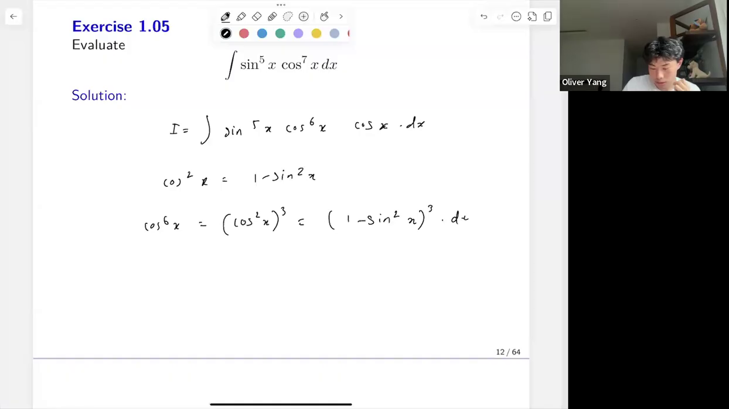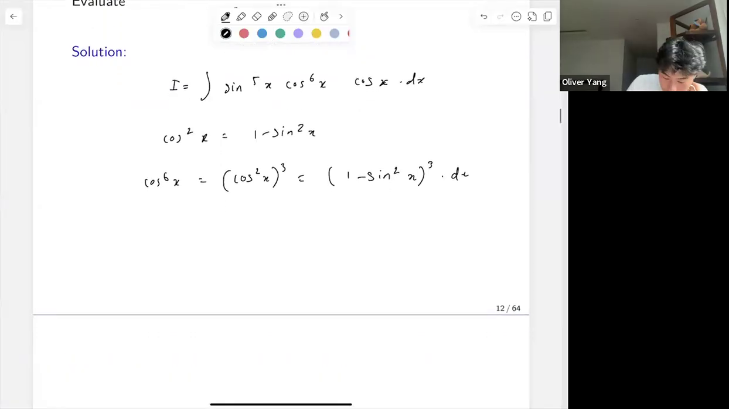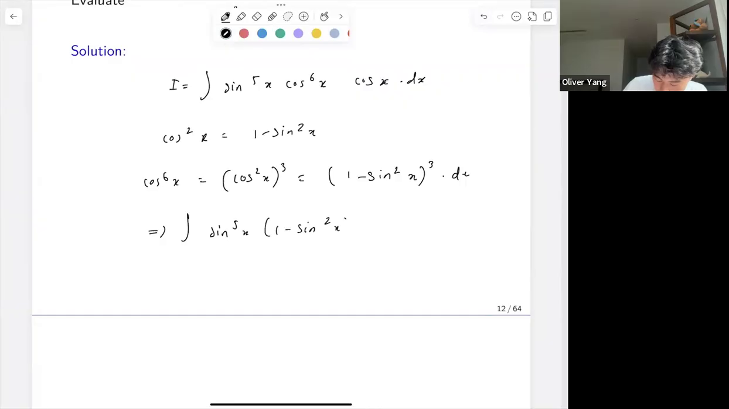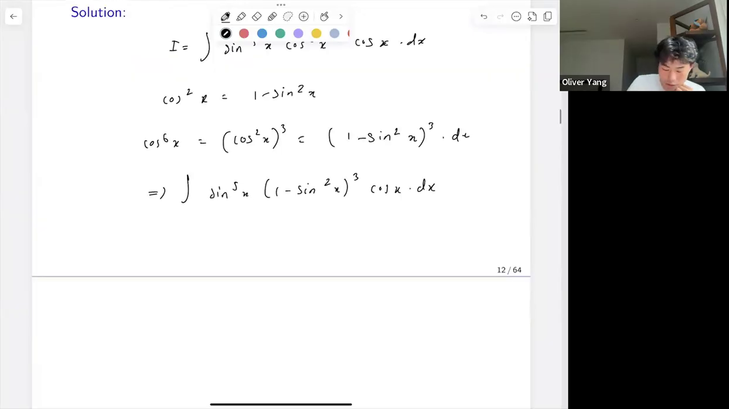dx. So we're just going to substitute all of that in. So therefore our integral becomes sine 5x, and this would be (1 minus sine squared x) to the power of 3, cos x dx. Okay, now we're going to do our u sub. So let u equals sine x. du is cos x dx.